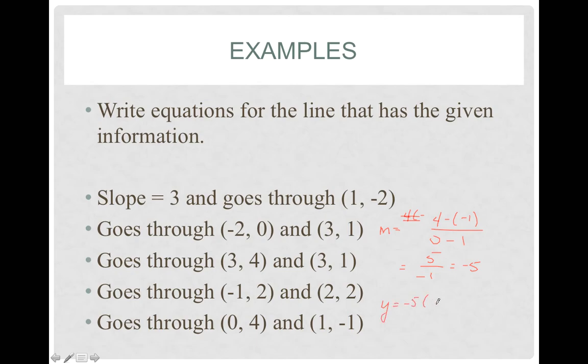I get negative 5 times x minus, I like the ones with zeros, so x minus 0 plus 4. Negative 5x, if I distribute that, that becomes 0, so I just get a plus 4. And there we go. We have our examples, and we have them written.